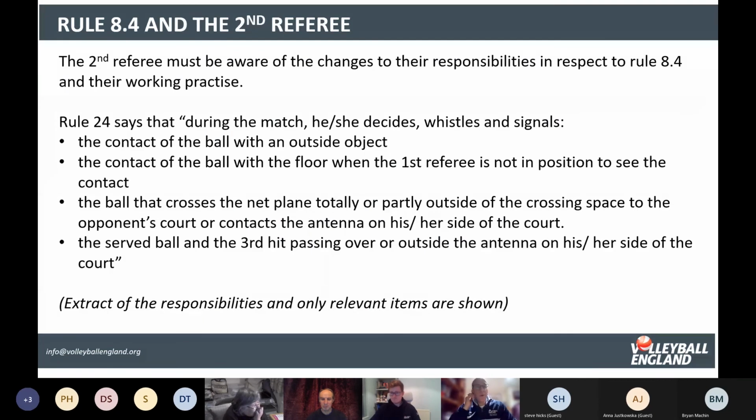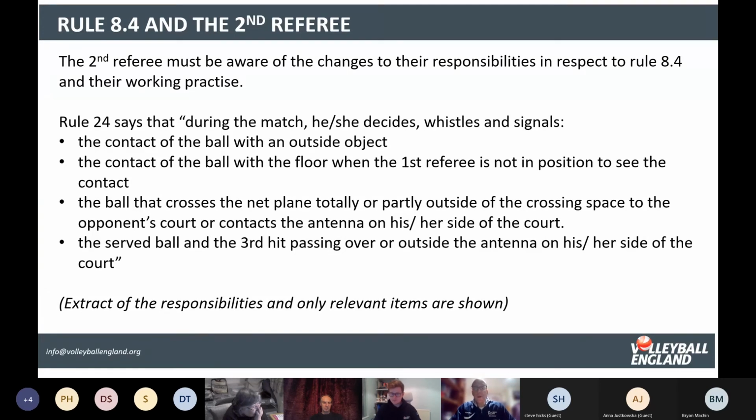So rule 8.4, a ball out and the second referee. Second referees must be aware of the changes to your responsibilities in respect of 8.4 and your work in practice. Rule 24, which is second referee, says during the match he or she decides, whistles and signals the contact of the ball with an outside object. Normally with the ceiling, the first referee does it. So not really any need for the second referee to do it, but the second referee can do it. It's within your right and responsibility, and the first referee may even expect you to.